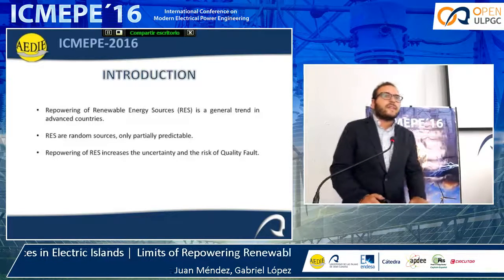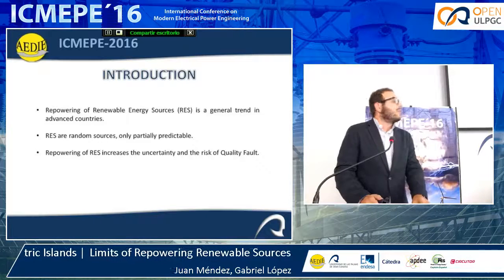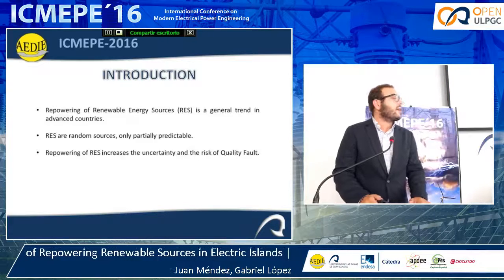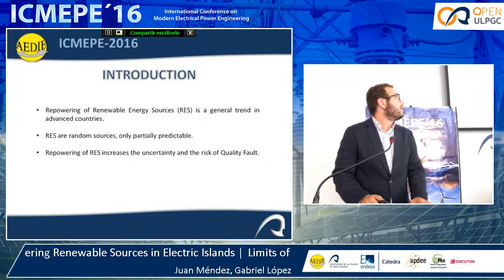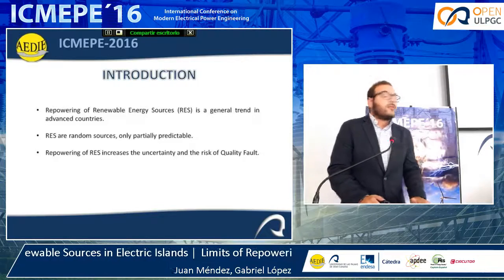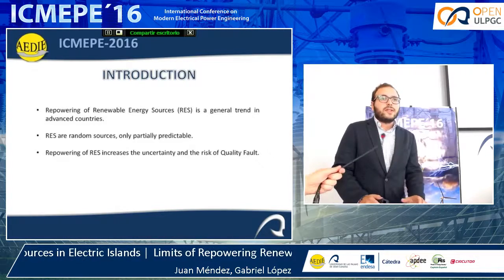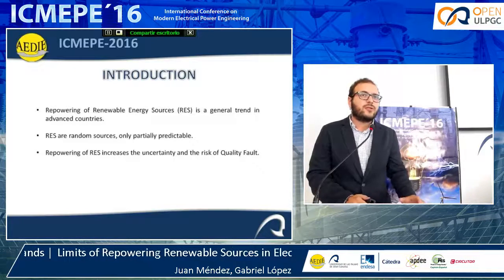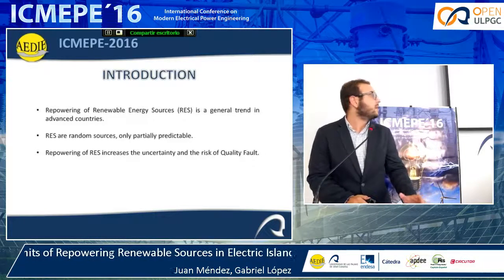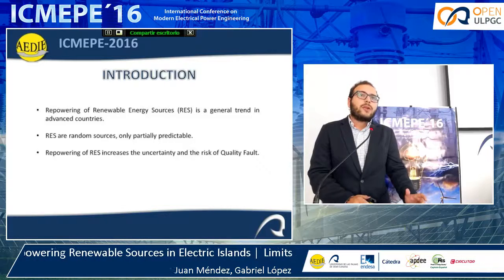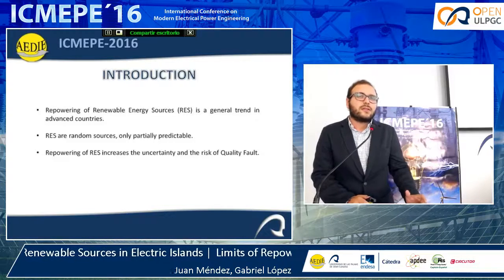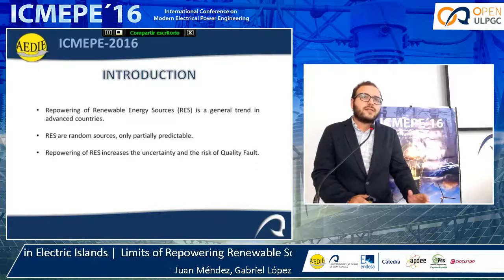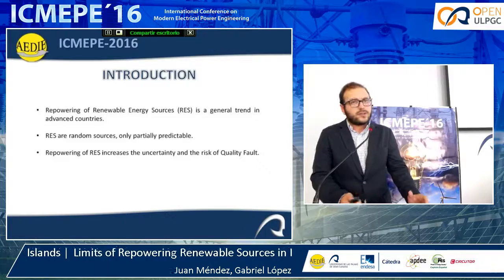Okay, let's start by looking at the situation of renewable energies today. Nowadays, renewable energies are a general trend in advanced countries to avoid greenhouse gas emissions and improve the environment. The application of repowering renewable energies involves an increase of the power of the renewable energies in the currently installed units, as well as the implantation of new ones. However, the main problem of repowering renewable energies is its randomness. The renewable energies are only partially predictable, which introduces uncertainty in the control of the electrical system and increases the risk of quality faults.